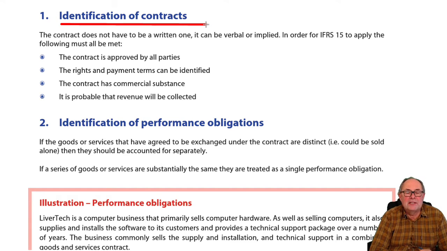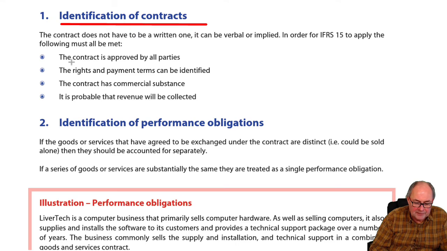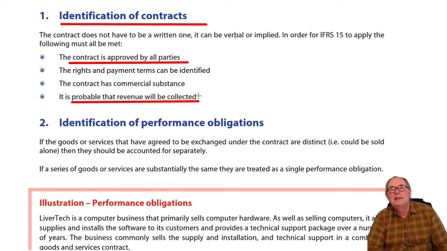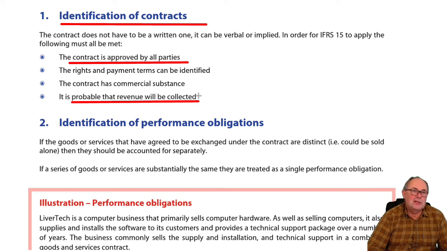Well, that goes back to your study of contract law. So essentially, there's a contract, of course, if the two parties have agreed to enter into a contract, but that does not normally need to be in writing, but they need to have approved the contract. And the key thing is that there's going to be a contract if you will probably get paid. You might say that you wouldn't enter a contract if you wouldn't probably get paid.